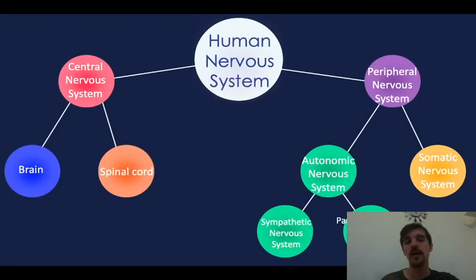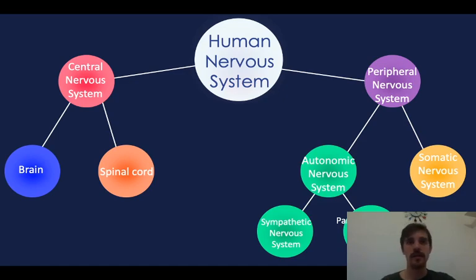Okay, so here are the divisions of the human nervous system. We'll start by looking at the central nervous system, here on called the CNS. We're referring to the CNS, and this is made up of your brain and your spinal cord.